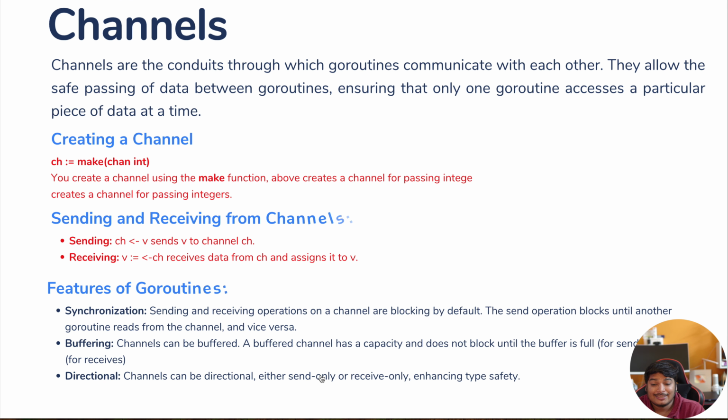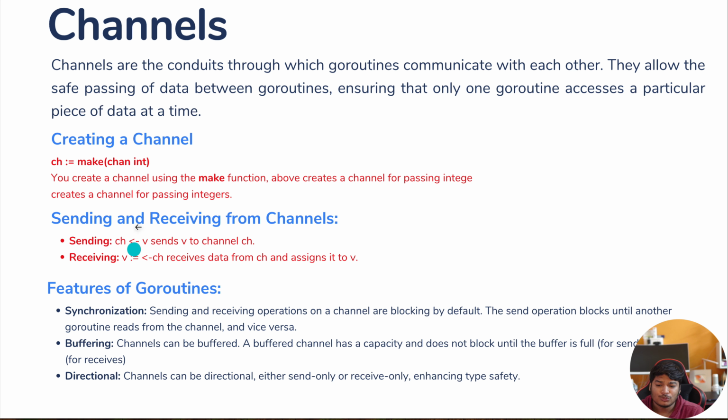Now the channels. What are channels? Channels are conduits through which Go routines communicate with each other. They allow the safe passing of data between Go routines, ensuring that only one Go routine accesses a particular piece of data at a time. How to create a channel? For that, first let's create a variable. So ch colon equals, shorthand, equal to make. We're using the make function. Then inside the make function, as the parameter, we supply the chan keyword, chan and space int. That means we're creating a channel for passing integers.